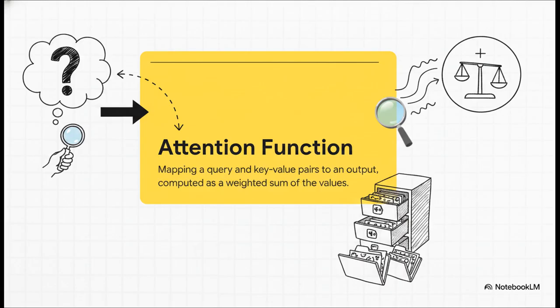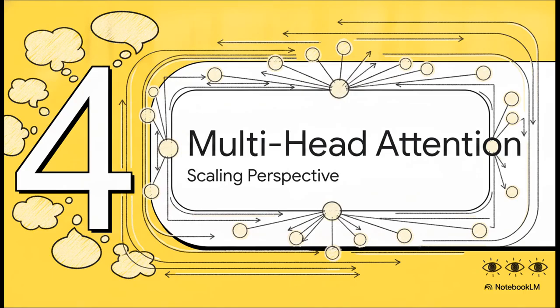It allows the model to draw global dependencies. It literally learns which parts of a sentence it should attend to or care about, regardless of how far apart those words are in the text. But the researchers didn't just stop at one attention mechanism. Let's move to Section 4 to see how they leveled this up with multi-head attention.